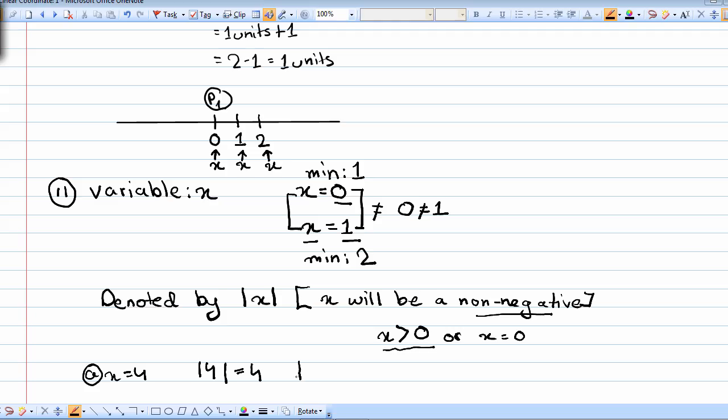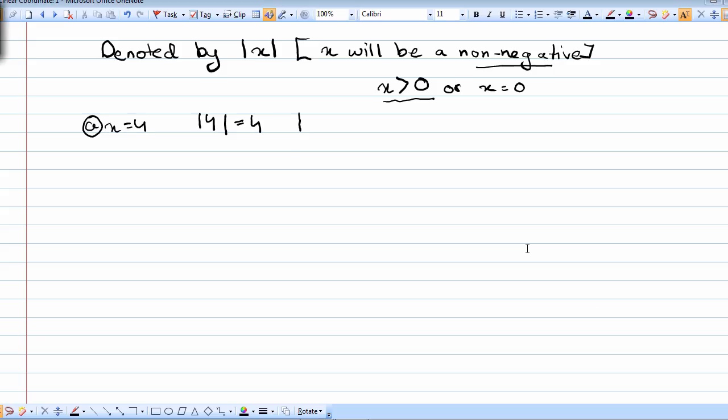What happens if we apply, let's scroll down, let's actually see what happens when we have x equals 0. If we apply 0 inside those two bars, the absolute value of 0 will be 0. The next thing is, if we apply something like this, x equals minus 3.